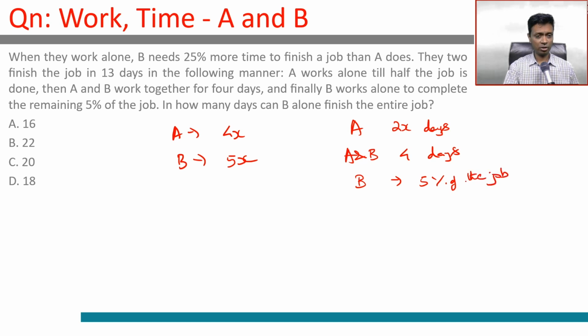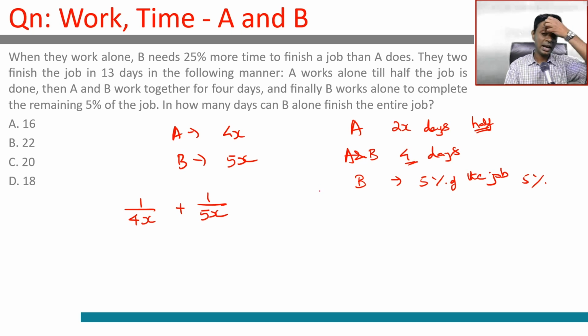Fine, wonderful question, because the definitions are very different. It says half the job, 5% of the job, and then they work together for 4 days. A and B together, if they are working in one day, they'll finish 1 by 4x plus 1 by 5x. This is what they can complete in one day. So A works for 2x days, and then A and B work for 4 days, and then B does 5% of the job working alone.